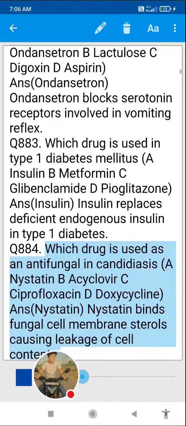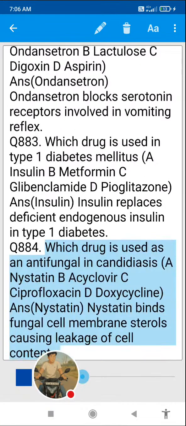Q884. Which drug is used as an antifungal in candidiasis? A. Nystatin. B. Acyclovir. C. Ciprofloxacin. D. Doxycycline. Ans. Nystatin binds fungal cell membrane sterols causing leakage of cell contents.